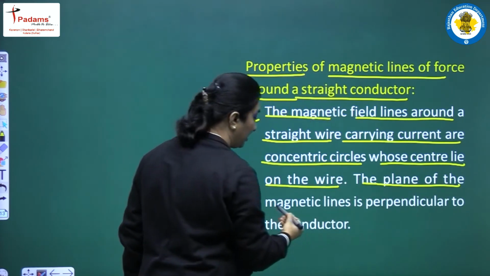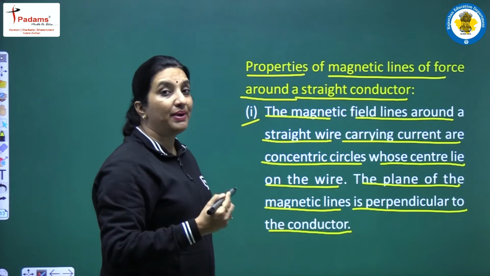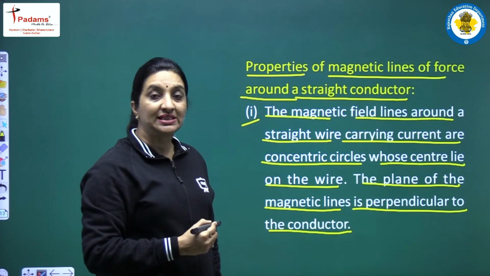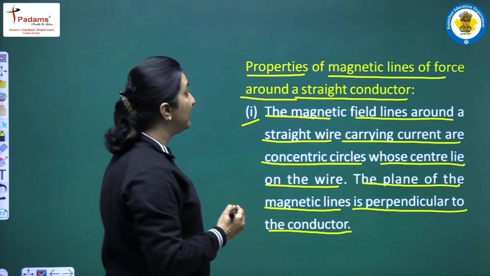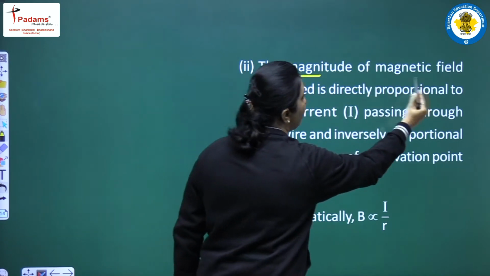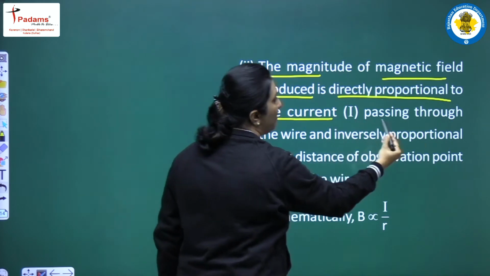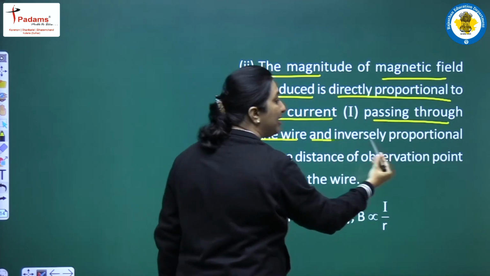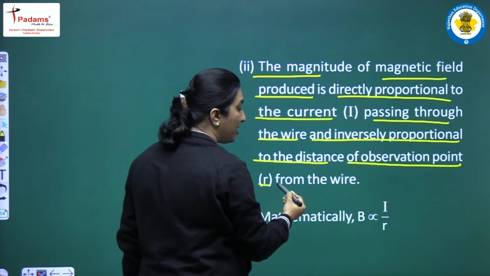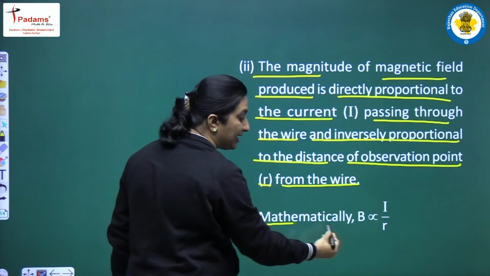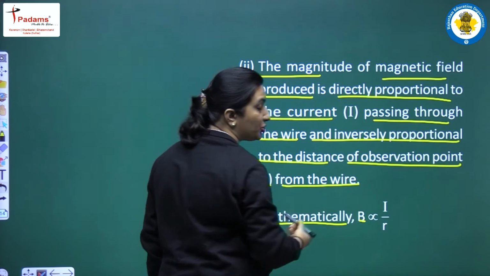The plane of the magnetic lines is perpendicular to the conductor, and the plane of these concentric circles is perpendicular to the wire carrying current. Moreover, students, the magnitude of magnetic field produced is directly proportional to the current passing through the wire and inversely proportional to the distance of observation point R from the wire. That is, mathematically we can write that B is directly proportional to I and inversely proportional to R.